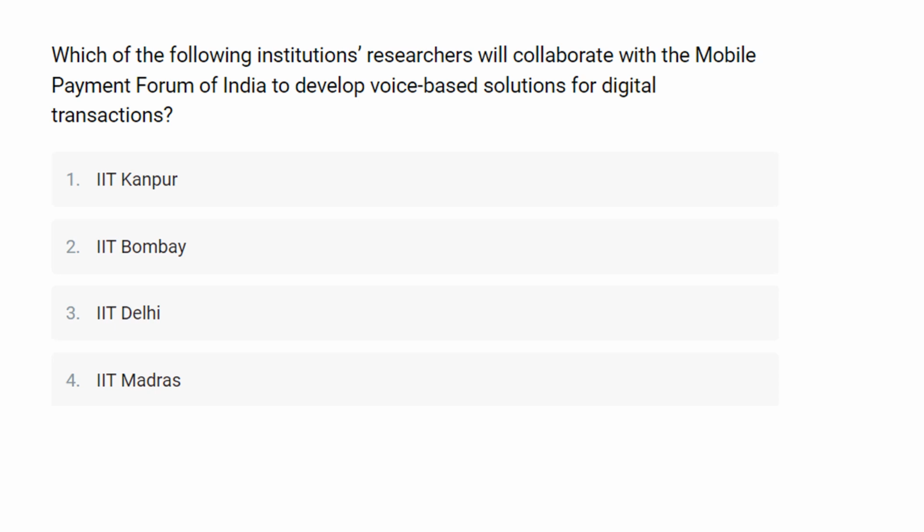Which of the following institution researcher will collaborate with the Mobile Payment Forum of India to develop voice-based solution for a digital transaction? So here in this question they given you the four options and they ask you following which of the institution researcher will collaborate with the Mobile Payment Forum of the India to develop the voice-based solution for the digital transaction. For which the first option here is IIT Kanpur, second option is IIT Bombay, third option is IIT Delhi and the last option is IIT Madras.